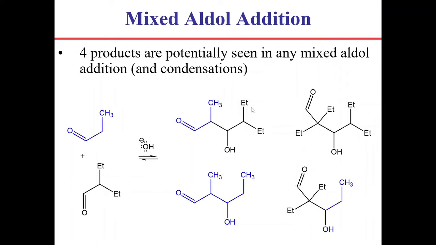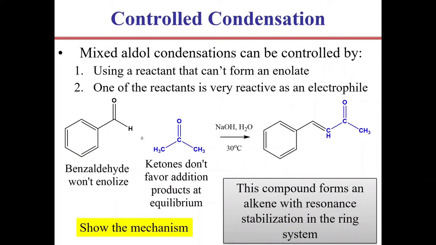So if this is the compound you wanted, you probably have less than 50% of your molecules would react in this fashion because they would be distributed through all these other combinations of enolate and aldehyde that could potentially exist. So then how do we solve this problem?